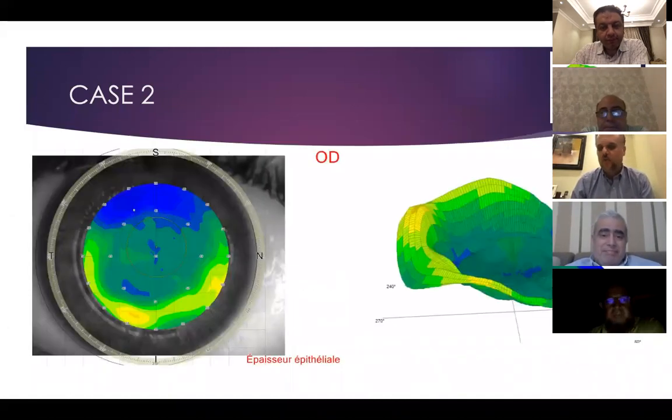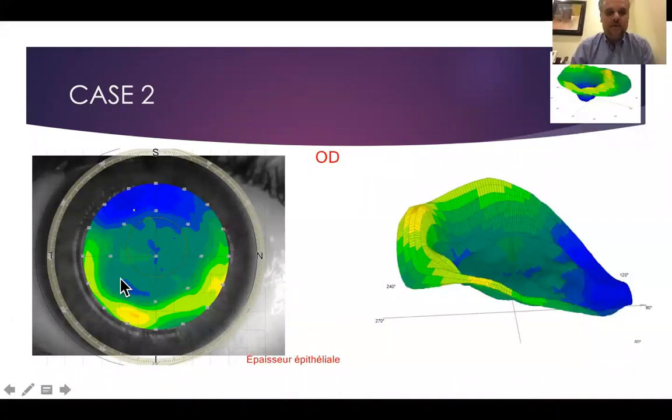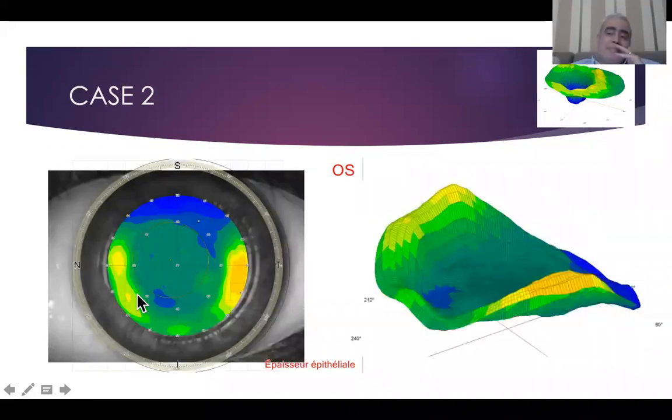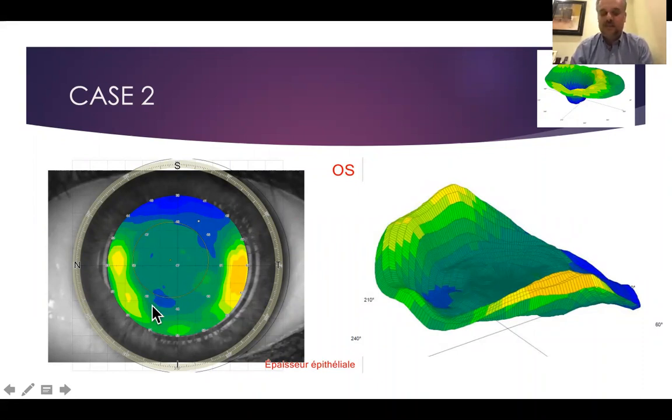Let's go to epithelial mapping. In this case, the epithelial mapping shows a thinning over the steep area. So you have a donut here, and if you see it in 3D, you will have this image of a thinning, and you can see it very clearly here. So this is an early keratoconus. In the left eye, it's the same image. You have a thinning over the steep area, and when you have this image, it confirms the early keratoconus.